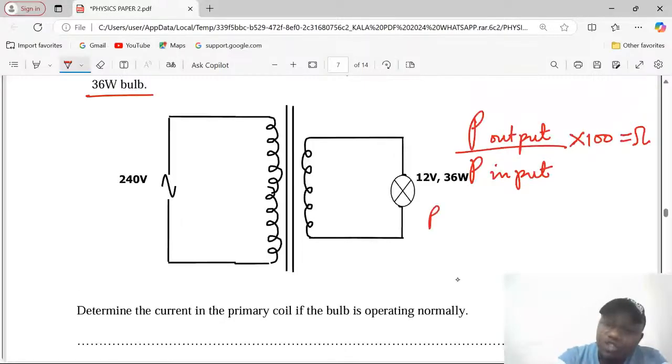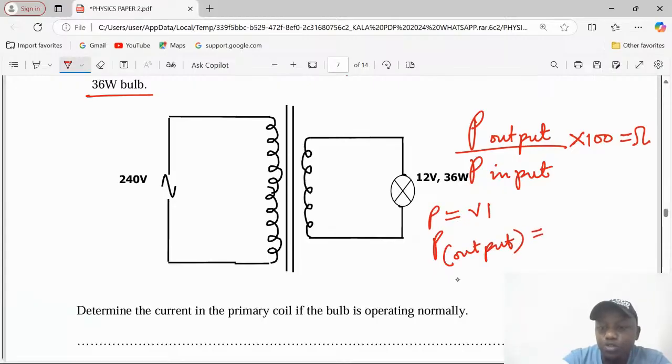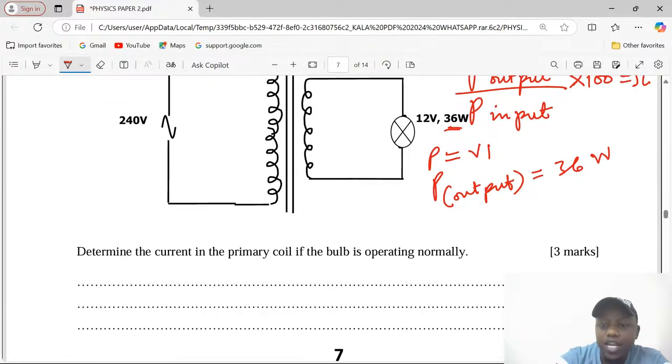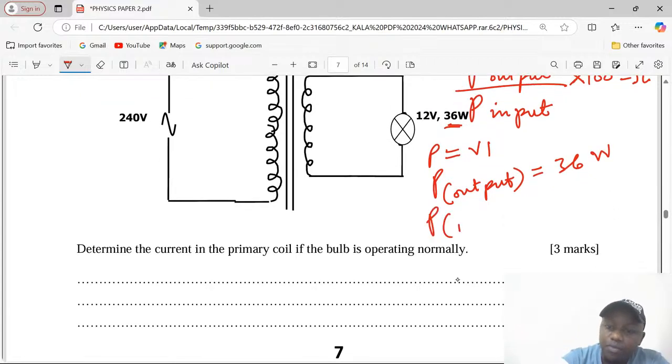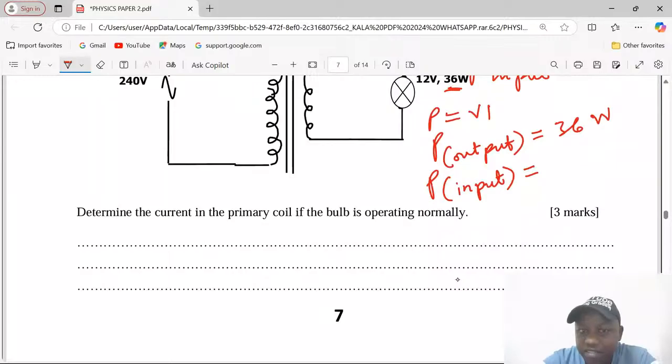Generally, electrical power is given by VI. So power output is already given as 36 watts. What about power input? Power input is the power in the primary, which has not been provided, but it can be given by the voltage there multiplied by the unknown current.